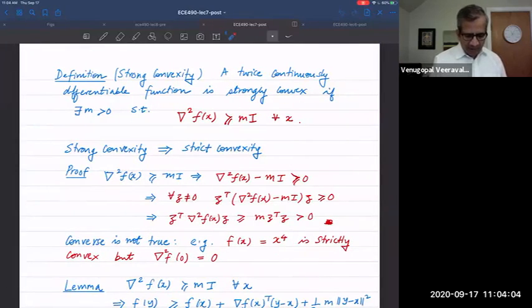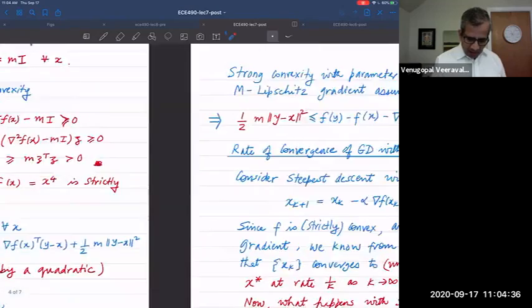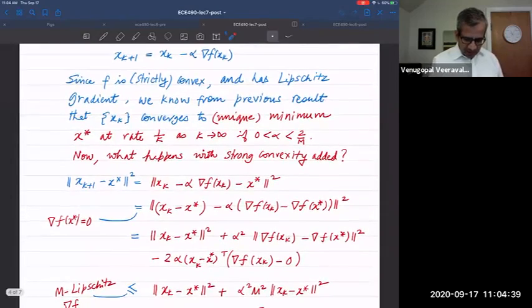And then we went on to see what happens when you impose something stronger on the function. We make the function strongly convex, and that means that the Hessian is lower bounded by m times I, where m is some positive number. Under that condition, strong convexity implies strict convexity, so the minimum is unique. Strong convexity, we discussed, was also equivalent to the function being lower bounded by a quadratic like this.